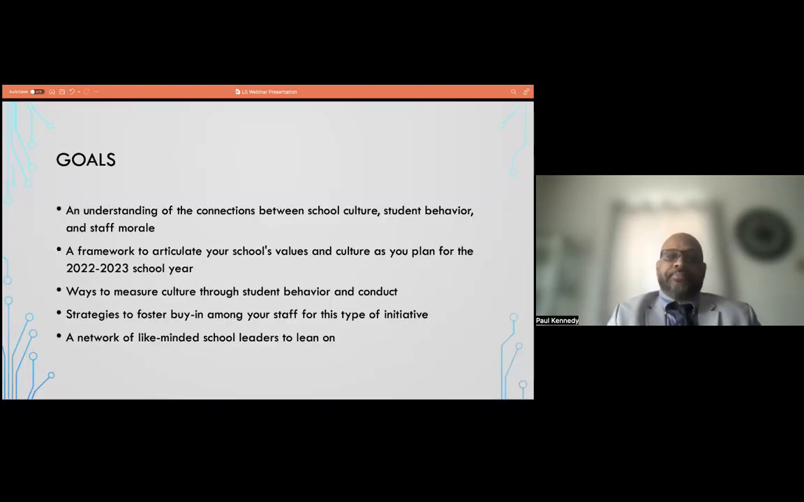Our goals for the day. Today, we're going to have an understanding of the connections between school culture, student behavior, and staff morale. I'm also going to try to provide a framework to articulate your school values through the 22-23 school year. I'm going to provide ways to measure your student behavior and conduct, and strategies to foster buy-in from your staff. And we're just going to do this together because, like it was previously stated, all of us more or less serve children in the same manner.